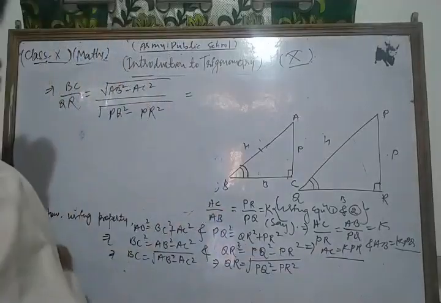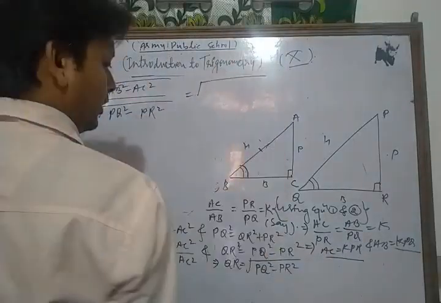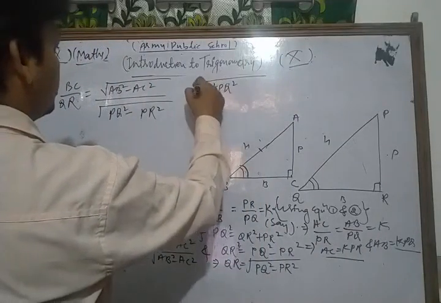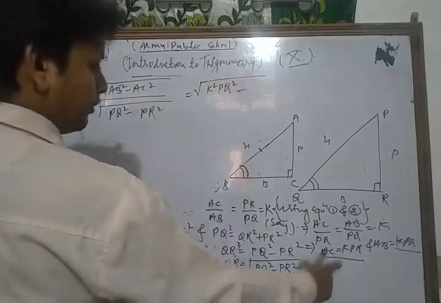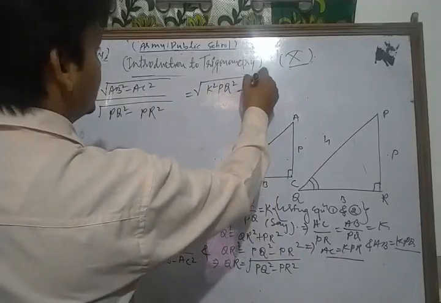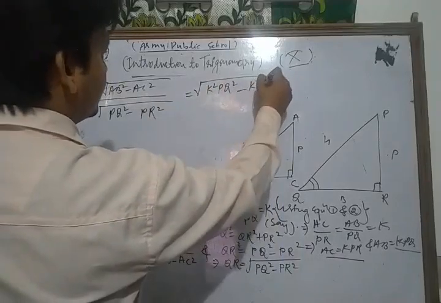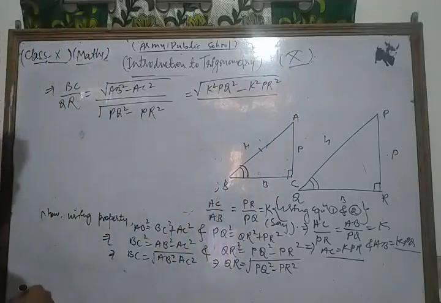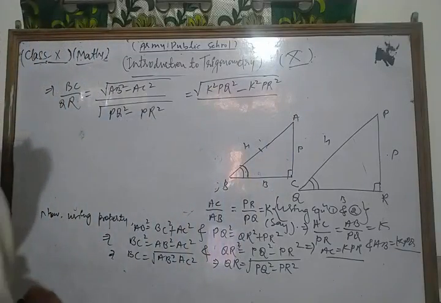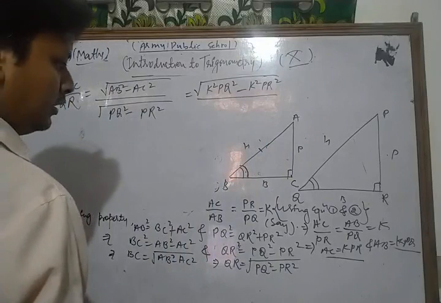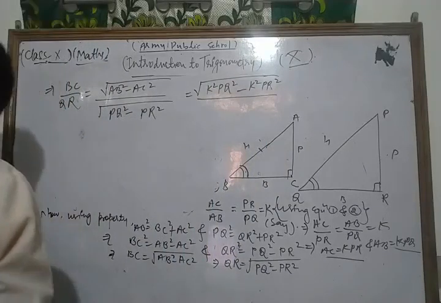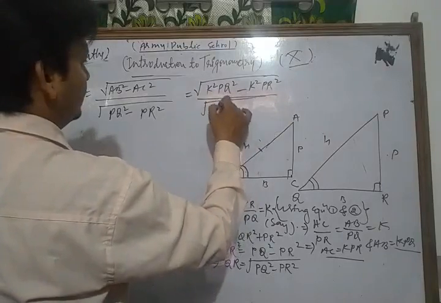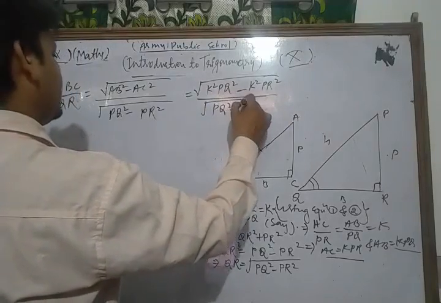Now here we put the value of AB. So the value of AB is KPQ. So here this is K square PQ square, now minus AC. The value of AC is KPR, so this is K square PR square. Now in denominator, PQ square we write as it is, and PR square as it is.